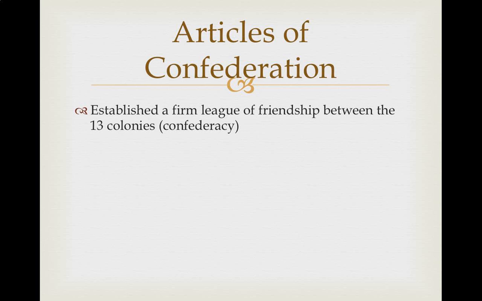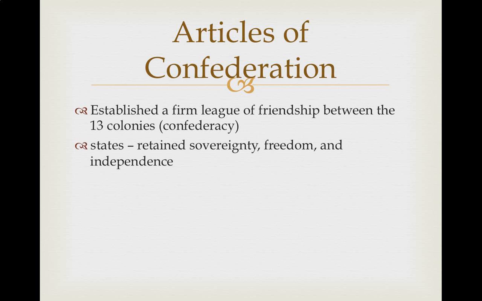What's specifically different about the states then, under the Articles of Confederation, and the states now under the Constitution? If you'll notice, I used the lowercase s on purpose, because the states remained and retained their sovereignty. They were free, they were independent. So that is different than what we have now.